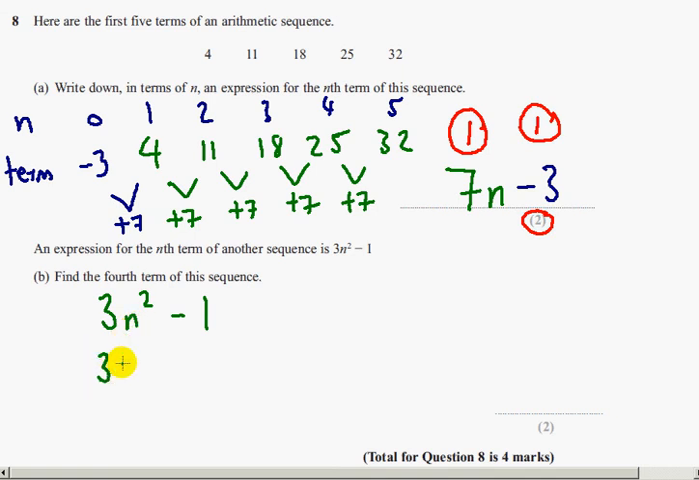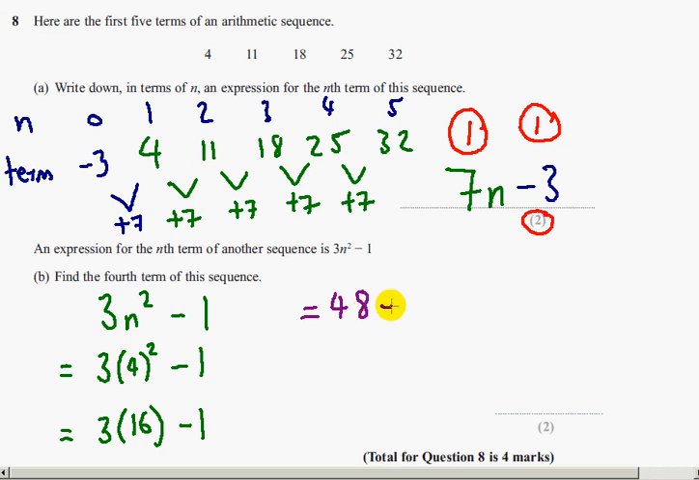So let's do this slowly. 3 times 4 squared minus 1. So we have to do the indices, the powers first. So that means that's going to be 3 times 16 minus 1. Then we need to do multiplication. So 3 times 16 is 48 minus 1. And the final answer then is 47. So I'll write that on the answer line.